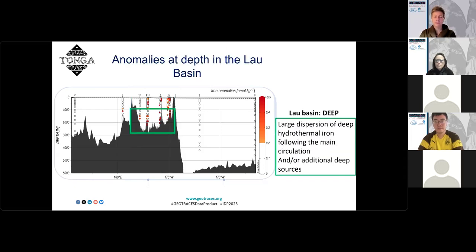So what about those anomalies at depths below 1,000 meters? We observe anomalies all over the basin, indicating a large dispersion of deep hydrothermal iron following the main circulation that is from east to west. There is also the possibility, of course, that those anomalies can be due to additional deep sources associated to the spreading area of the basin.